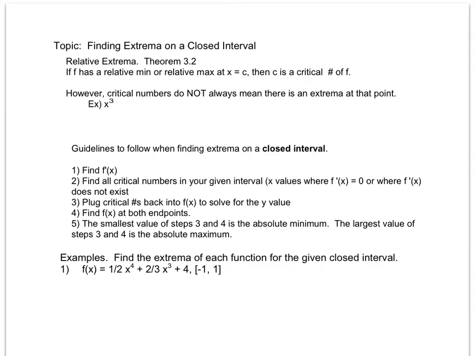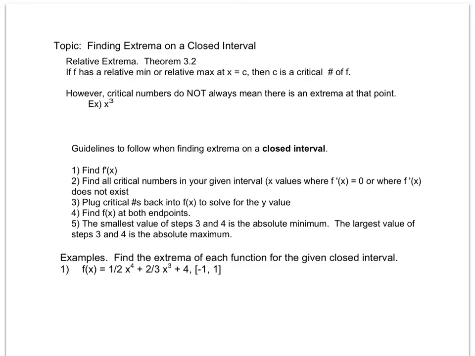And what we find out is that even though Rolle's theorem tells us if our endpoints are the same, we'll have a maximum or minimum somewhere in that interval, we can have maximums and minimums even if our endpoints are not the same. What we use is this relative extrema theorem, and it tells us that if a function has a relative minimum or a relative maximum at some x value, that x value has to be a critical number of f.